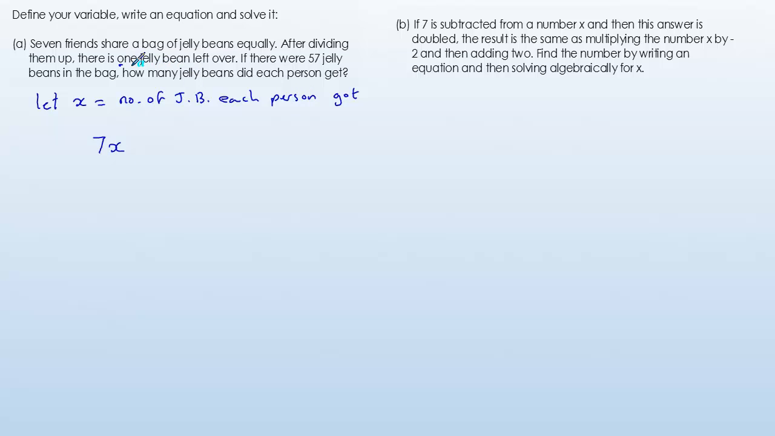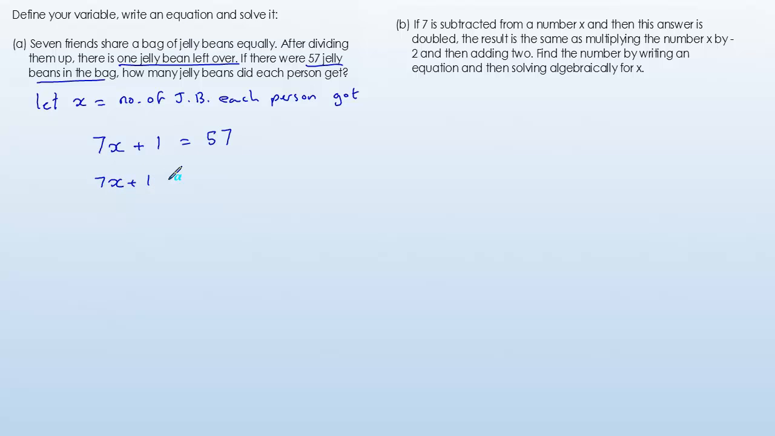We're also told there's 1 jelly bean left over. So there must be 1 left in the bag. And we know there were 57 beans in the bag to start with. So the x that each person gets and the 1 that's left in the bag must account for the 57. So we just need to solve this.